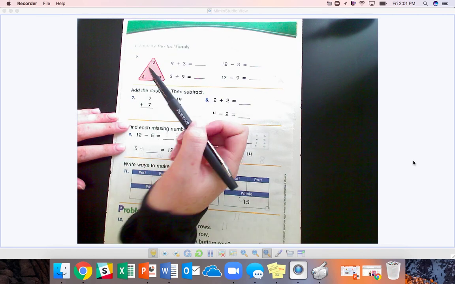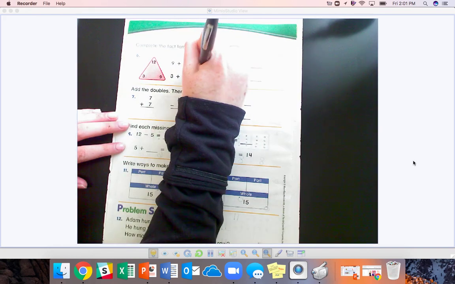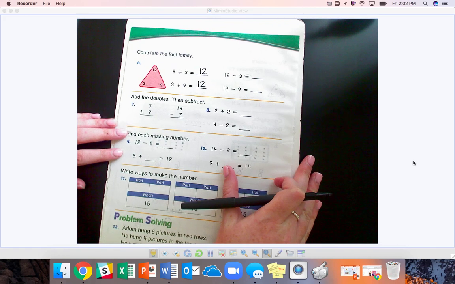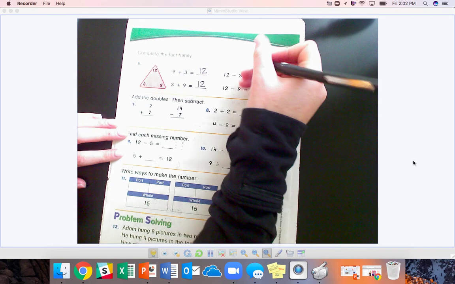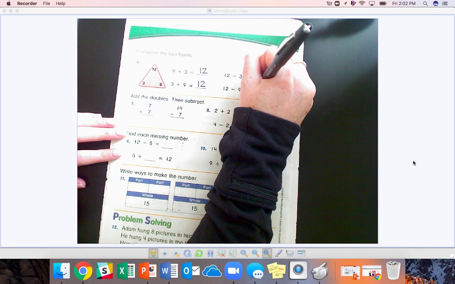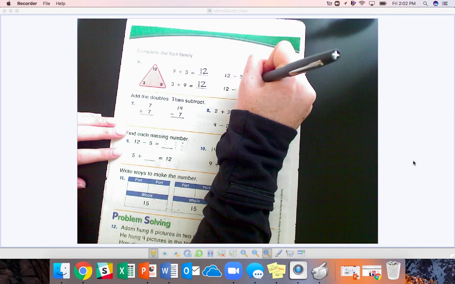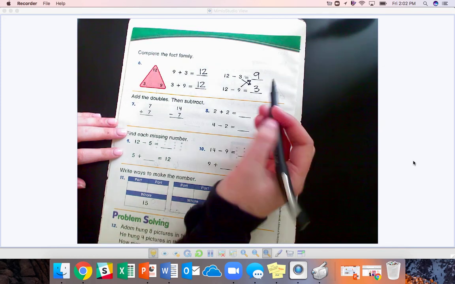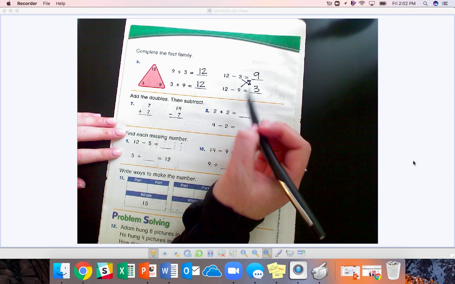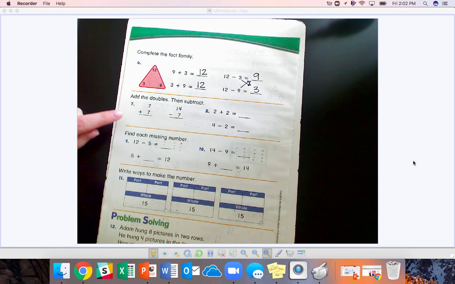Complete the fact family. Now remember, there can only be 3 numbers in the fact family. 9 plus 3 equals 12. 3 plus 9 equals 12. Those are turnaround facts because you can add in any order. You cannot subtract in any order, though. Twelve minus 3 is 9, and 12 minus 9 is 3. That's one way you can check your answers to make sure you have it in the subtraction sentence and as the difference. Add the doubles, then subtract.